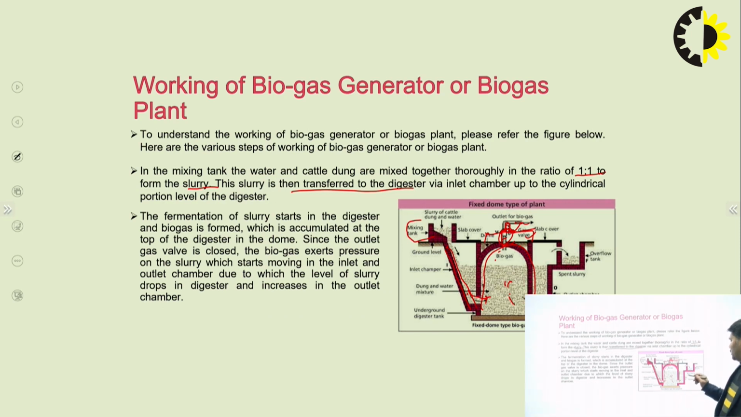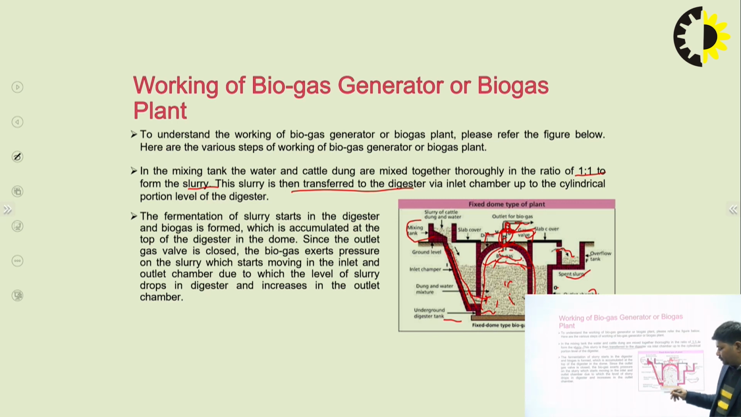So you can see that is the overflow tank. Then spent slurry is there. Then the outlet chamber is there. Then you can say the underground digester tank. So you can see here that is the digester tank, and these are the biogases. These are the digester tank and these are the gases. And this is the valve.